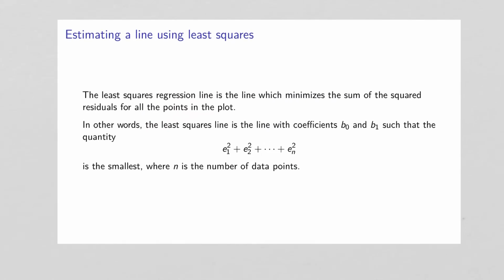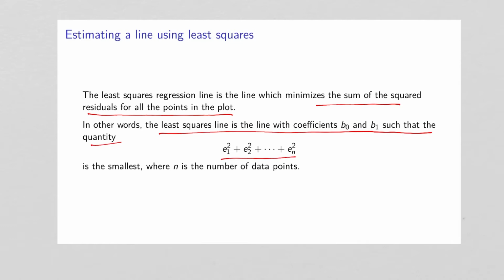Estimating a line using least squares. The least squares regression line is a line which minimizes the sum of the squared residuals for all the points on the plot. In other words, the least squares line is a line with coefficients b0 and b1 such that the quantity is the smallest, where n is the number of data points.